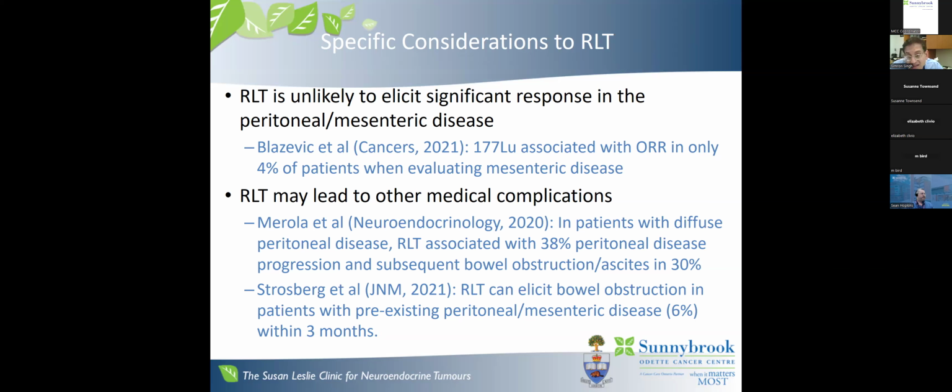That being said, when I showed you those high response rates, some of our most challenging patients are those that have mesenteric or peritoneal disease, because unfortunately what happens with neuroendocrine cancers is that it starts compromising blood supply to the GI tract. When that happens, you start getting ischemic bowel. And very unfortunately, we've had some patients who die of ischemic bowel.